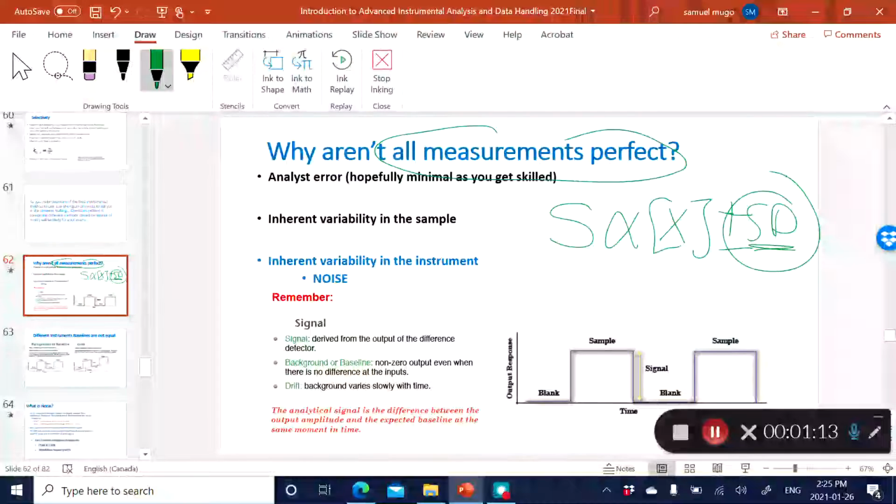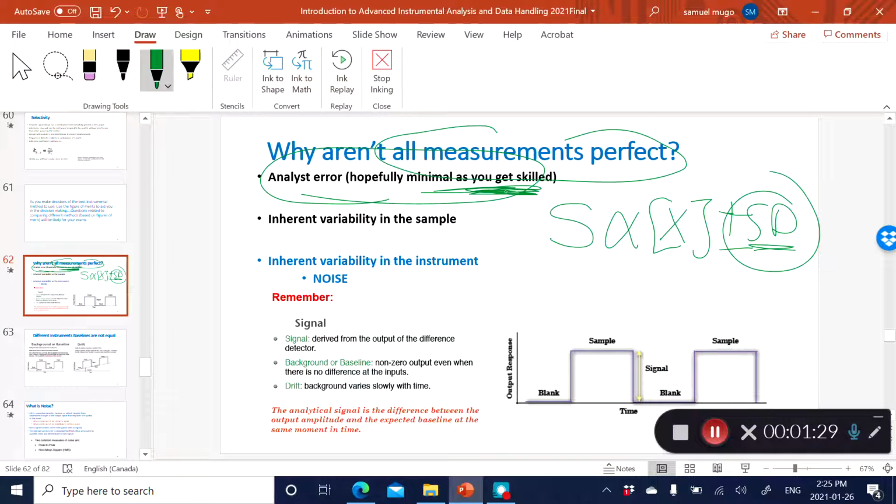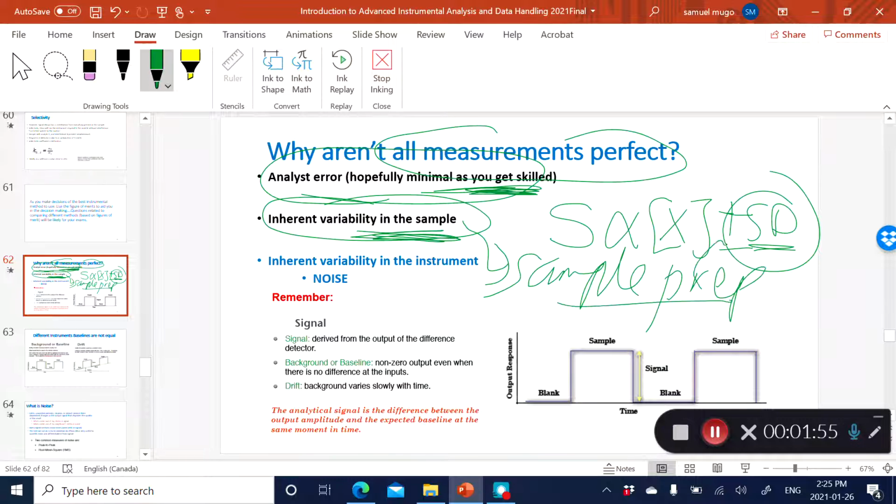Of course, the other reason why measurements are imperfect is because of analysts' error. But as you guys continue to gain skill on the bench and so on, I think analyst error should always be mitigated and very much reduced. But things like samples too have got inherent variability. And so anytime you take a sample on the bench and try to do the weighing and carry out the sample preparation, of course, there's always variability associated with sample preparation. A big problem that accounts for most of the irreproducibility.